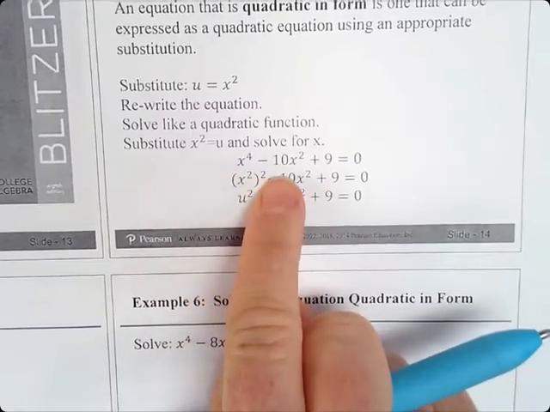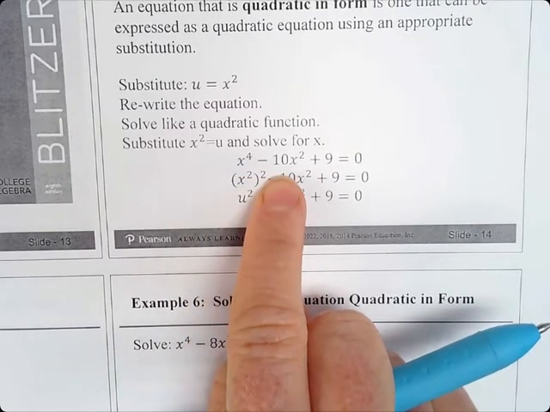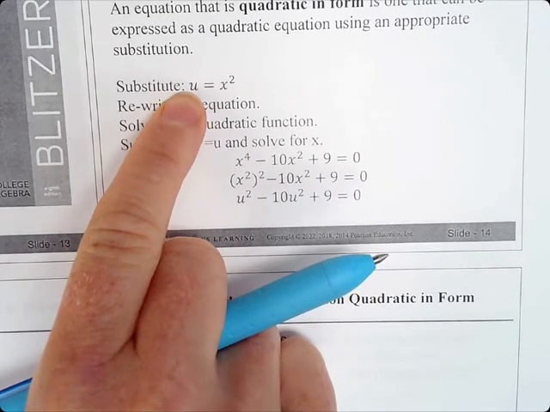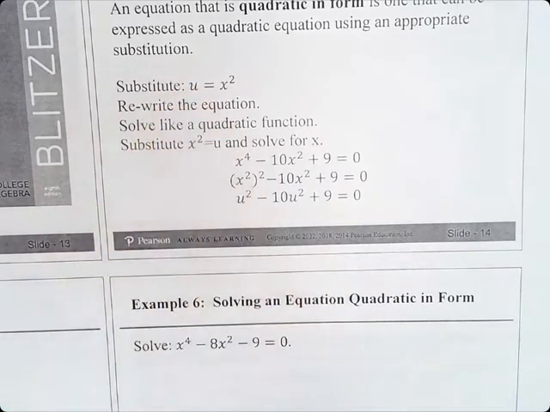And it's a trinomial. So what we can do is substitute in a generic u in place of x squared. That way we don't have to worry about that x to the 4th, because it's hard to make sense of. So we'll substitute in u for x squared, rewrite the equation, and then factor like a quadratic function. And then substitute x squared back in for u and solve for x.